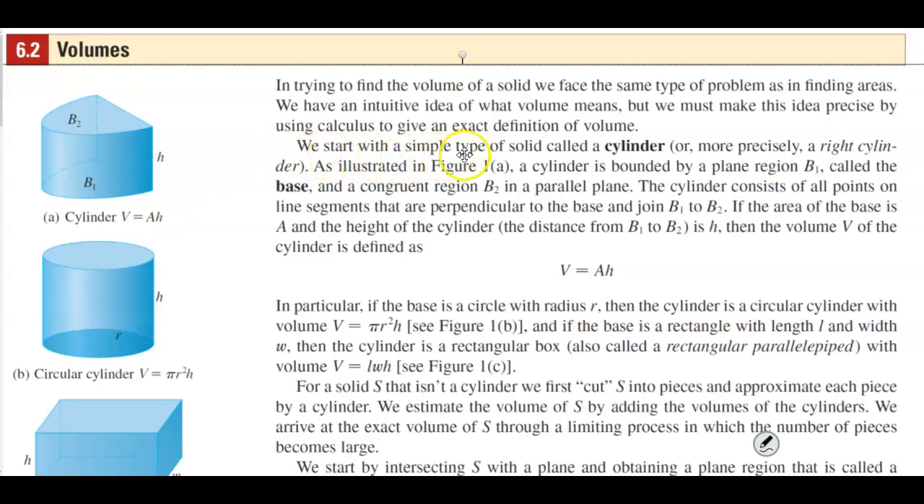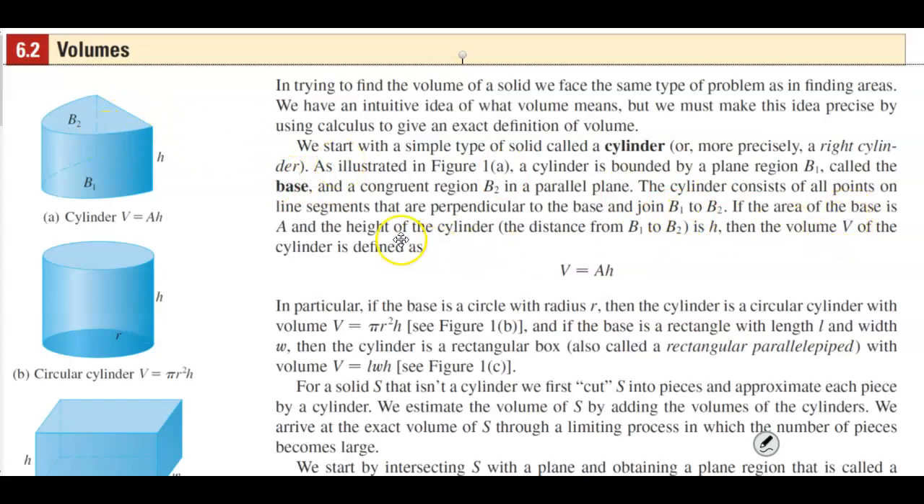We start with a simple type of solid called a cylinder, or more precisely a right cylinder, as illustrated here. A cylinder is bounded by a plane region B1, called the base, and a congruent region B2 in a parallel plane. The cylinder consists of all points on line segments that are perpendicular to the base and join B1 to B2.